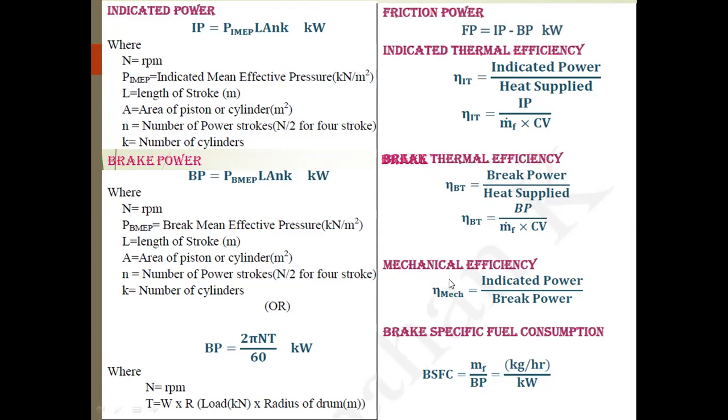Next one is the mechanical efficiency. The mechanical efficiency is the ratio of brake power to indicated power. Next one is the brake specific fuel consumption. The brake specific fuel consumption is equal to the mass of the fuel divided by brake power, where the mass of the fuel is in kilogram per hour and the brake power is in kilowatt.